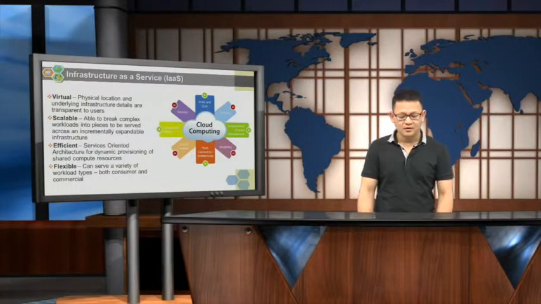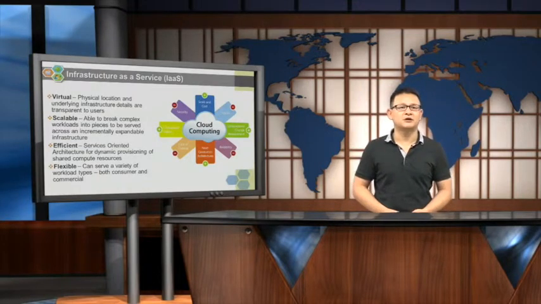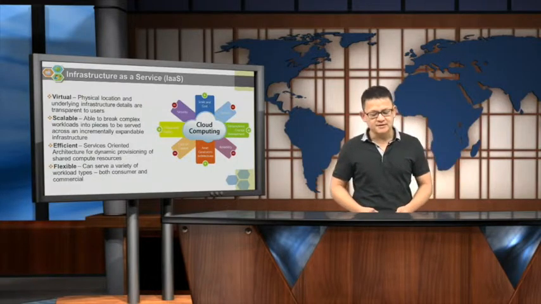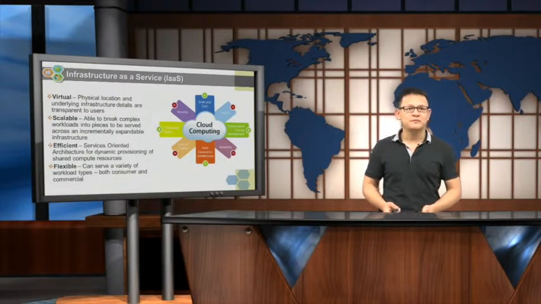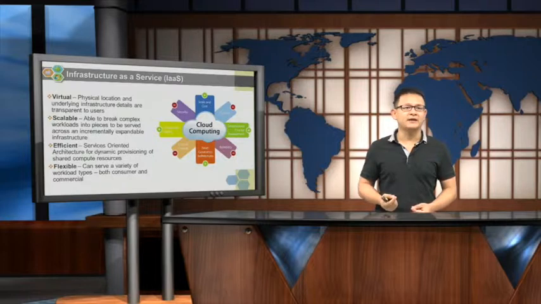Okay, so let's see what are the good things that make infrastructure as a service or IaaS become very popular nowadays. The first thing is virtual. Virtual means that we don't care about the physical location. The physical location and underlying infrastructure details are transparent to the users. So they even don't know where the underlying infrastructure is located.